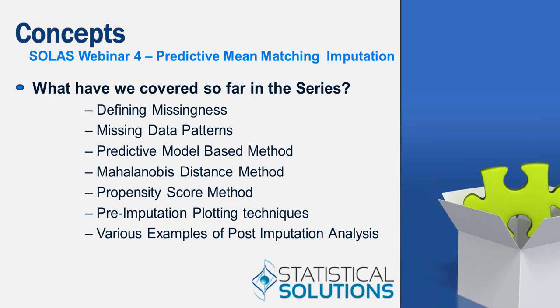So, just running through the concepts here then. What have we covered so far in this series? We've covered defining the various types of missingness. We've covered breaking up the data into the various missing data patterns. We've talked about the predictive model-based method, the Mahalanobis distance matching method, the propensity score matching method. We've done some various pre-imputation plotting techniques that you can use to explore the missing data in your data set. And we've also done some various examples of post-imputation analysis.